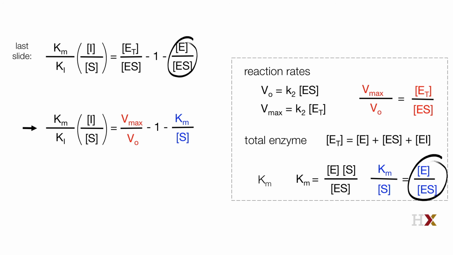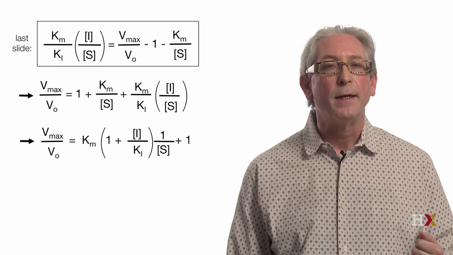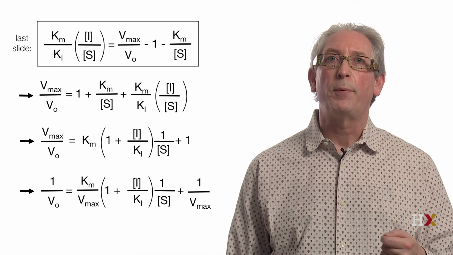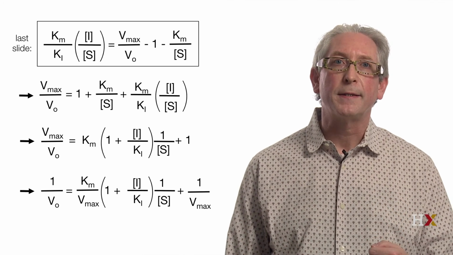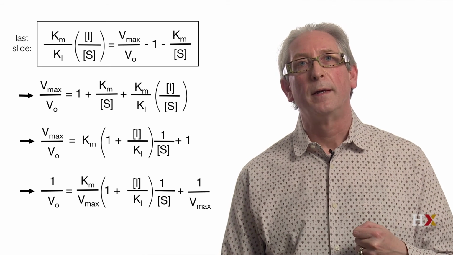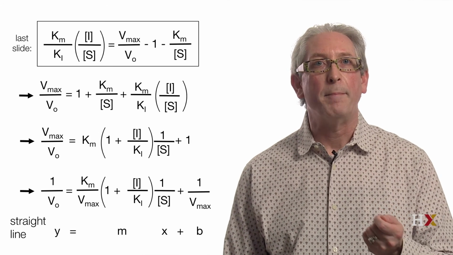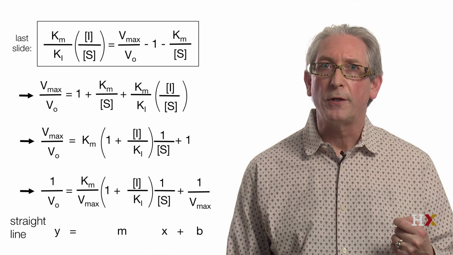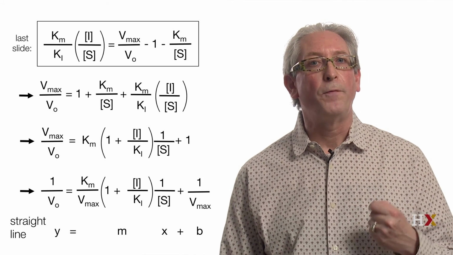So we can now rearrange this equation, trying to put 1 over V0 on one side of the equal sign and the rest on the other side. And what we get, 1 over V0 equals Km over Vmax times 1 plus the concentration of inhibitor over Ki times 1 over S plus 1 over Vmax. This equation looks familiar. It is the equation of a straight line, y equals mx plus b. But it's also familiar because it resembles the Lineweaver-Burk equation. In fact, this equation is the Lineweaver-Burk equation in the presence of an inhibitor.